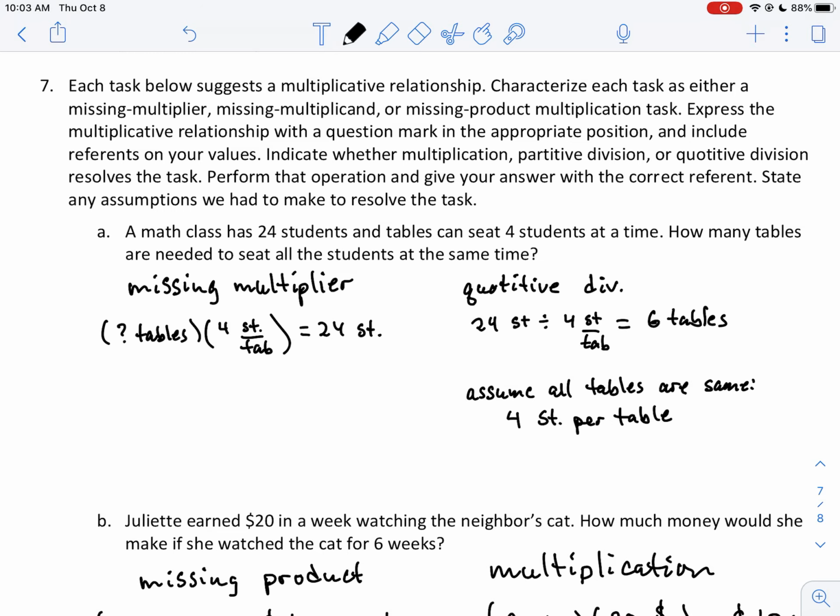Okay, so 6 tables is the answer, and here's my division statement that solves the task with all the units in place. And the assumptions we made, of course, was that all tables are the same, that each one is 4 students per table. Because if there's a variety of different kinds of tables, then we're going to have to resolve this differently.